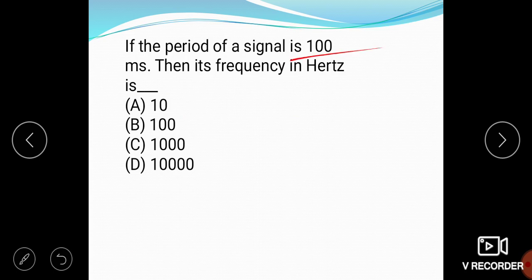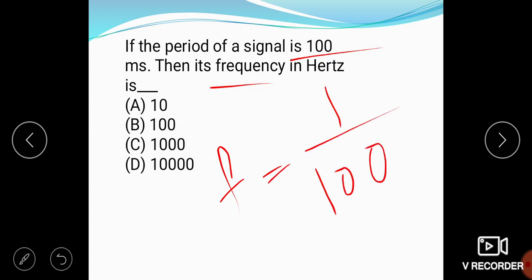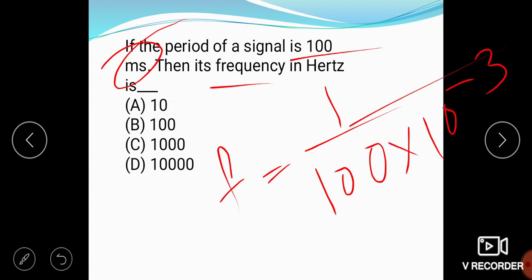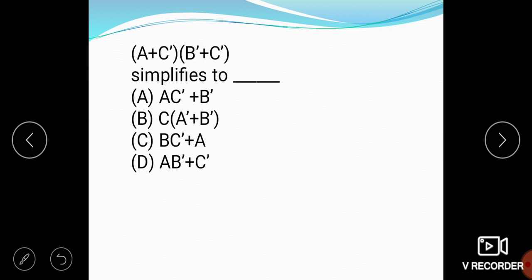Now here, how to find the frequency? Frequency equals 1 divided by time. Here time is mentioned as 100, but it is given in microseconds, so you have to convert this into seconds, so 10 to the minus 3. After solving this, you get 10 as the answer.